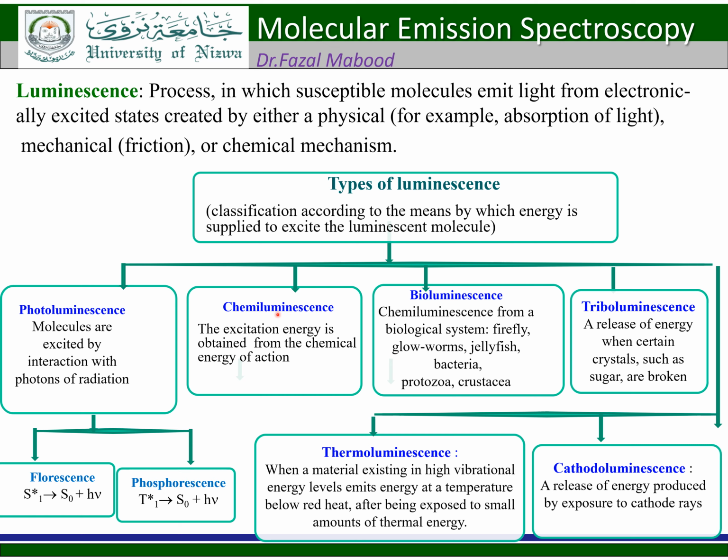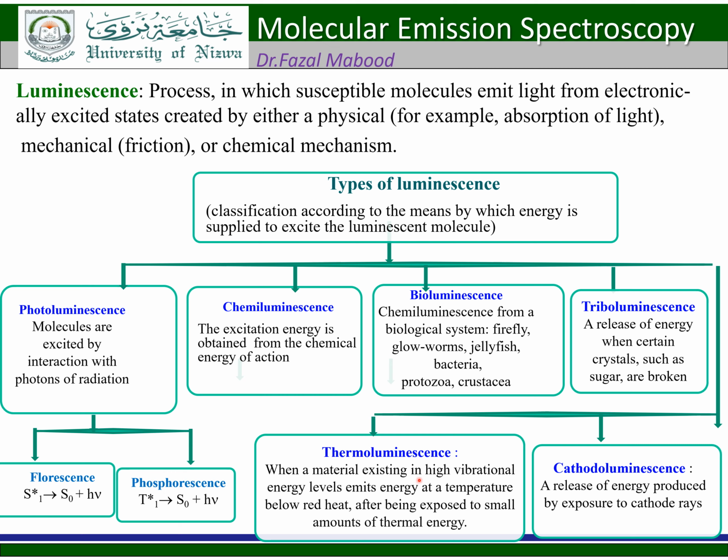In chemoluminescence, the excitation source is a chemical reaction. The electrons are excited with the help of a chemical reaction. In bioluminescence, the excitation source is a biological system, just like firefly, glowworms, jellyfish. Triboluminescence is a release of energy when certain crystals such as sugar are broken down. Cathodoluminescence: the energy of excitation is provided by exposure to cathode rays.